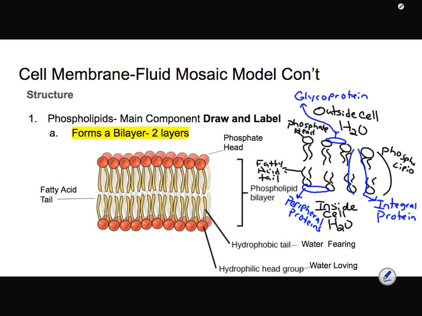So it keeps that cell membrane fluid as temperature changes. Keeps the cell membrane fluid. So some animals, if they are in colder climates, will have a lot more cholesterol in their cell membranes than others if they're in like warmer climates. Okay? So I'm going to erase this now.